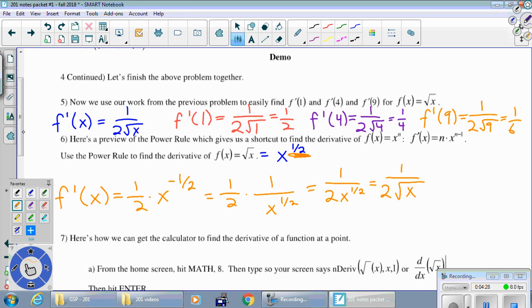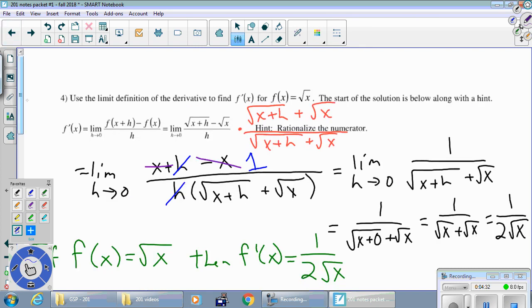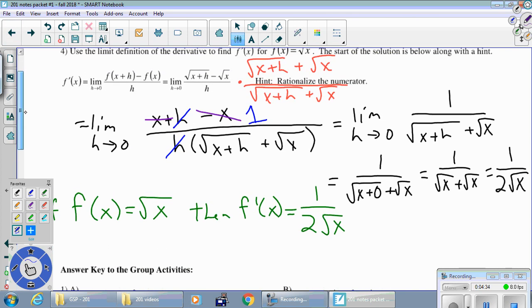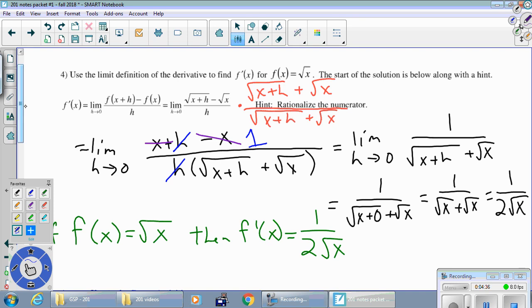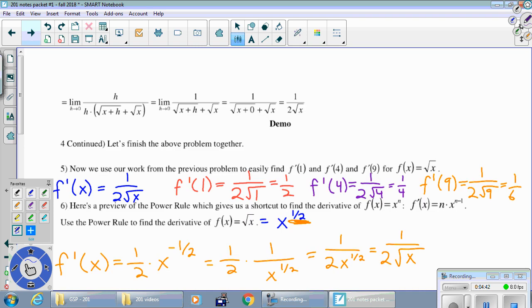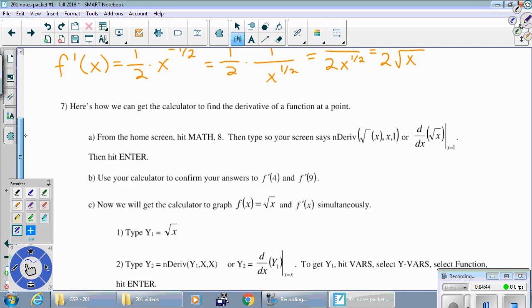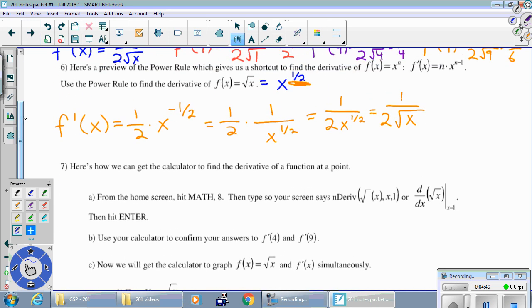In fact, it's exactly what we got here, which, remember, in the activity, we had to do a whole boatload of algebra, starting with the square root of x function to eventually get around to the derivative being 1 over 2 square root of x. So power rule is a very nifty shortcut. And again, we'll use it more formally in a coming class.